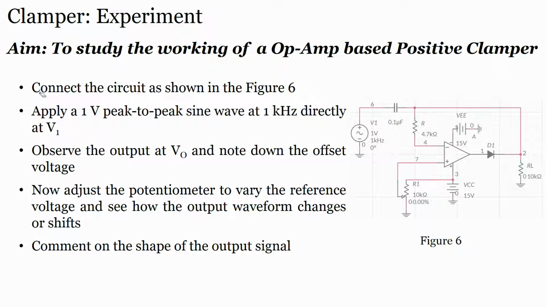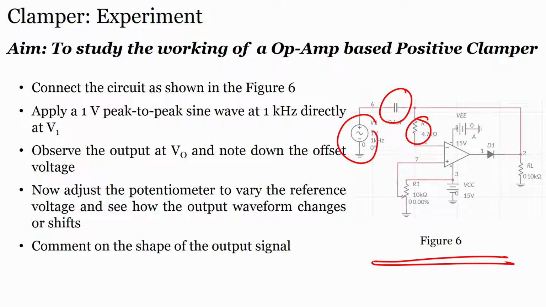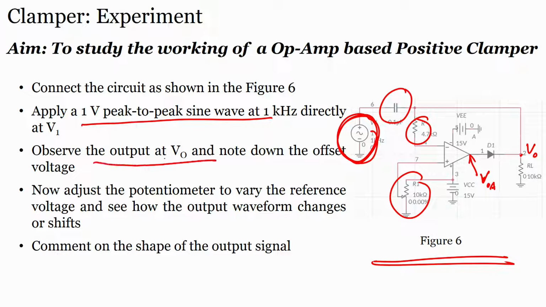the first thing that we have to do is to connect the circuit as shown in the figure. This is the same figure that we used previously. There is a capacitor, there is a resistor that will protect the op amp from the sudden discharge or surge of the capacitor. Here we will apply the input signal, here we have the reference voltage, here is our VOA, and here is our output voltage VO, right, and then we have seen how the circuit will operate. So, we have to apply 1 volt peak to peak at this particular input and at V1, and then we observe the output voltage VO at this particular point and note down the offset voltage.